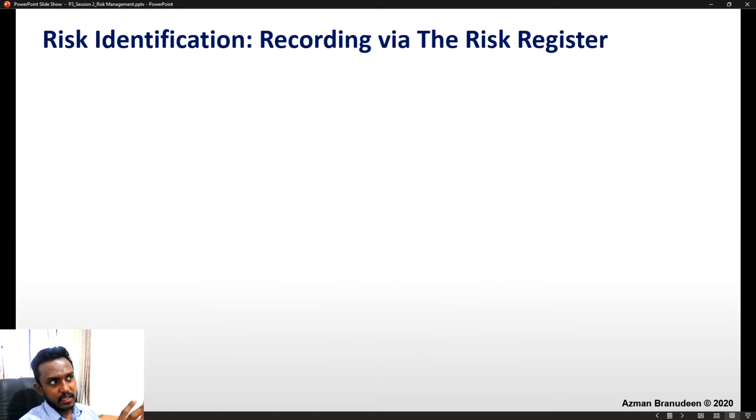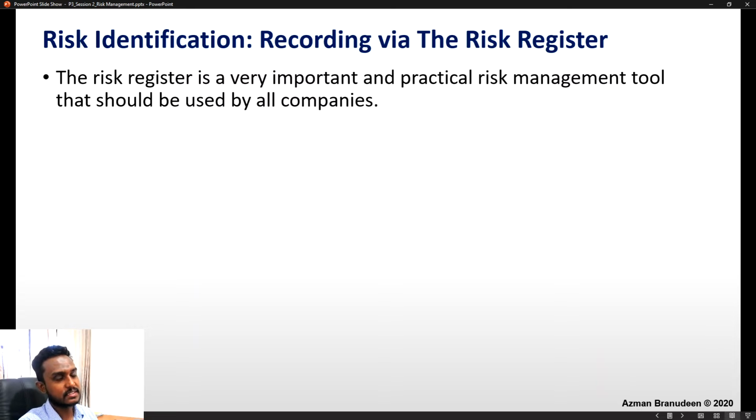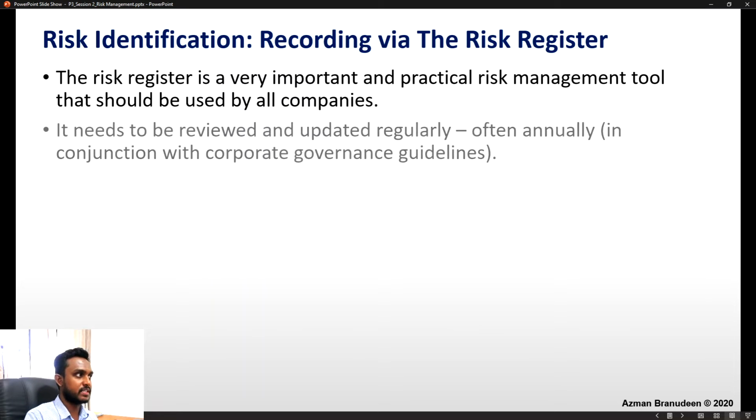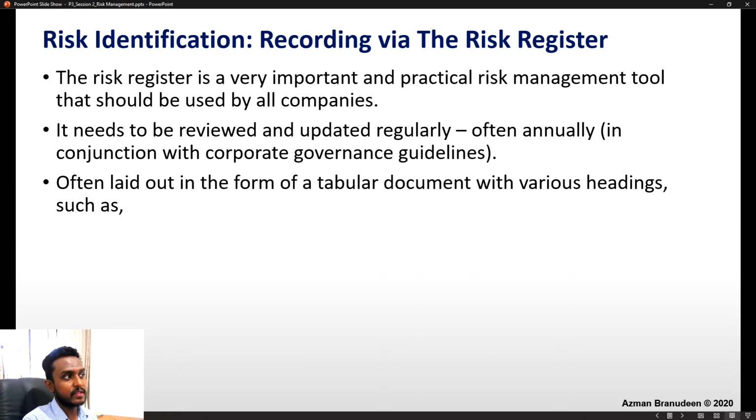Once you do the risk identification and the initial analysis, these identified risks, as I explained, go into the risk register. So it's important we understand what the risk register is. It is a very important and practical risk management tool that should be used by all companies. It needs to be reviewed and updated regularly, often annually, in conjunction with corporate governance guidelines, often laid out in the form of a tabular document with various headings.